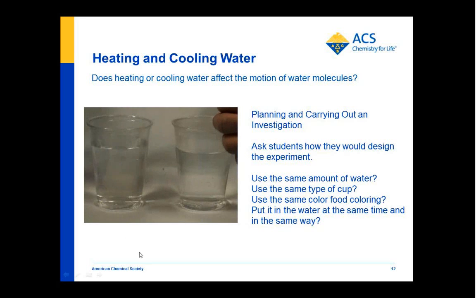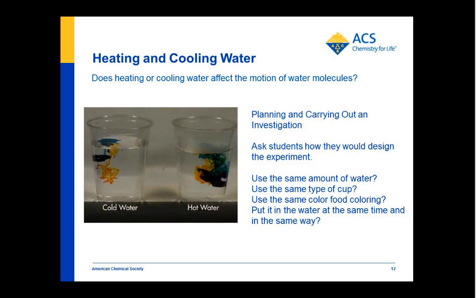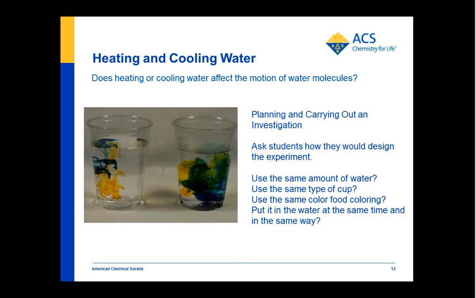So eventually you get to a test where we put yellow and blue food coloring in cold water and hot water at the same time and see if there's any difference. And there's a clear difference if the temperature difference is large enough. And on here you can see that the hot water is on the right and the cold water is on the left. And it's pretty good evidence, because it was a fair test, that heating or adding energy increases molecular motion.